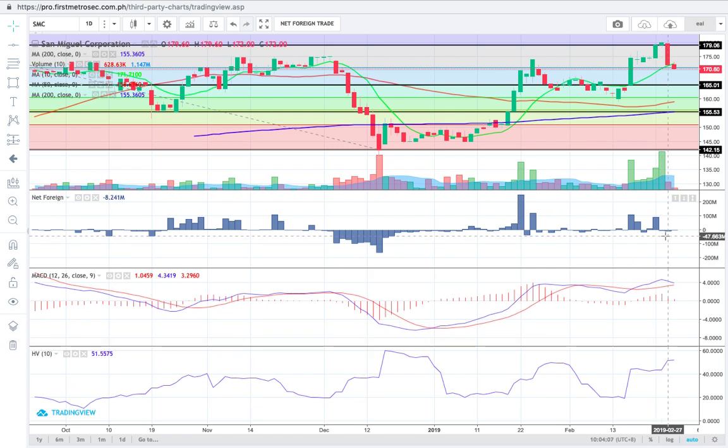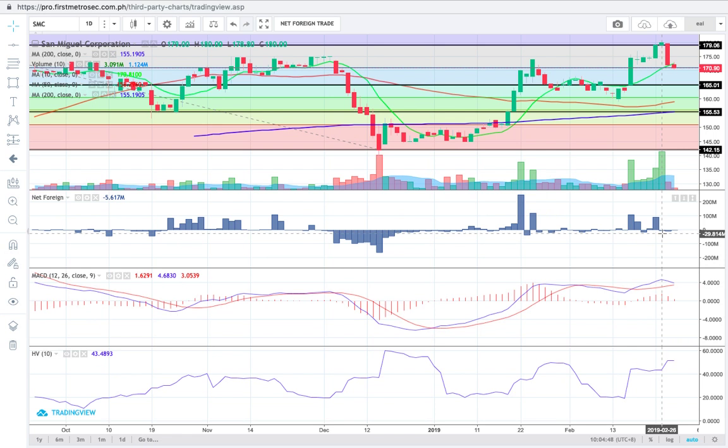So they did not sell. No significant net foreign selling happened last February 27. So you can consider that those foreign investors who bought how much SMC shares? 107.58. So those foreign investors who bought more or less 250 million pesos worth of SMC shares starting the third week of February, you can say that they have not vomited yet their shares. So they are still holding their position.